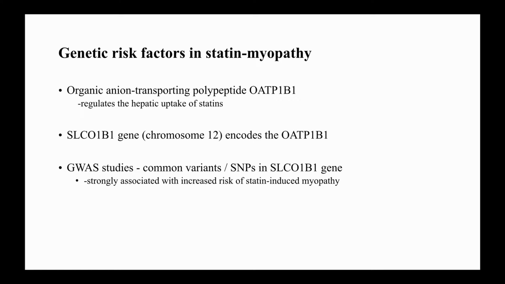There are a number of genetic risk factors identified in statin myopathies. One of the important ones is OATP1B1. This is a polypeptide which regulates the hepatic uptake of statins. The gene encoding this, the SLCO1B1 gene, is on chromosome 12, and GWAS studies have shown that common variants or SNPs in this gene have been strongly associated with risk for statin-induced myopathies.